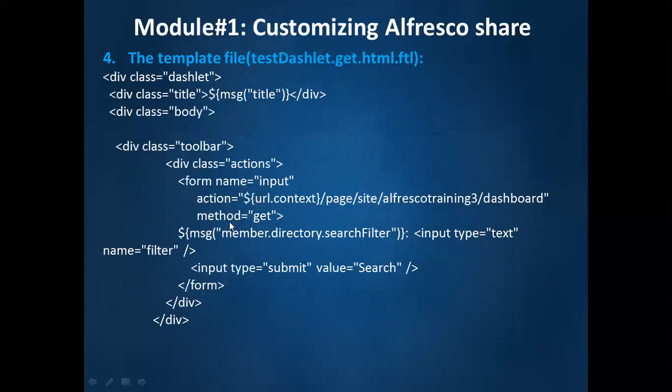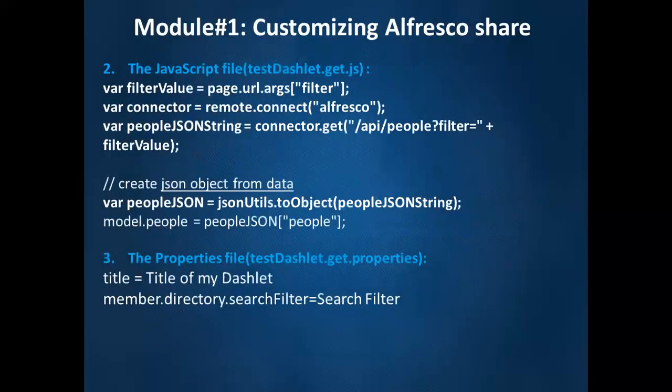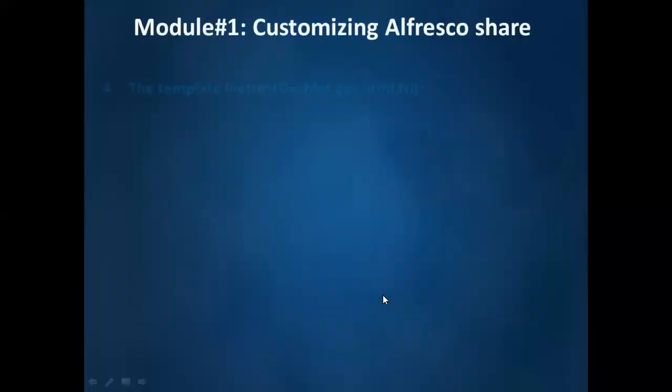And what is this line telling? MSG member.directly.search.filter. As I told you, MSG always displays the value of the property. Our second property was member.directly.search filter, and the value was search filter. Let's see what the property was. Search filter, yeah.